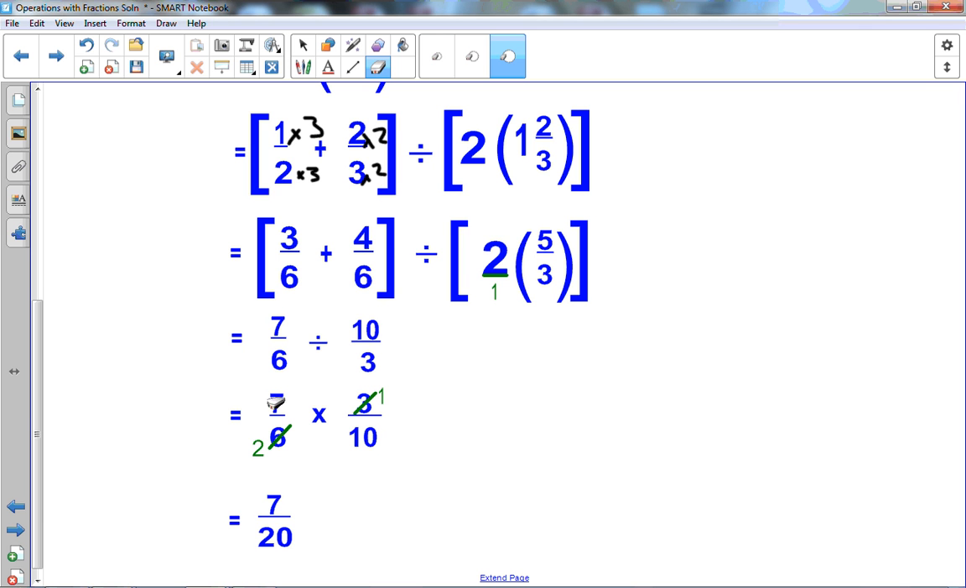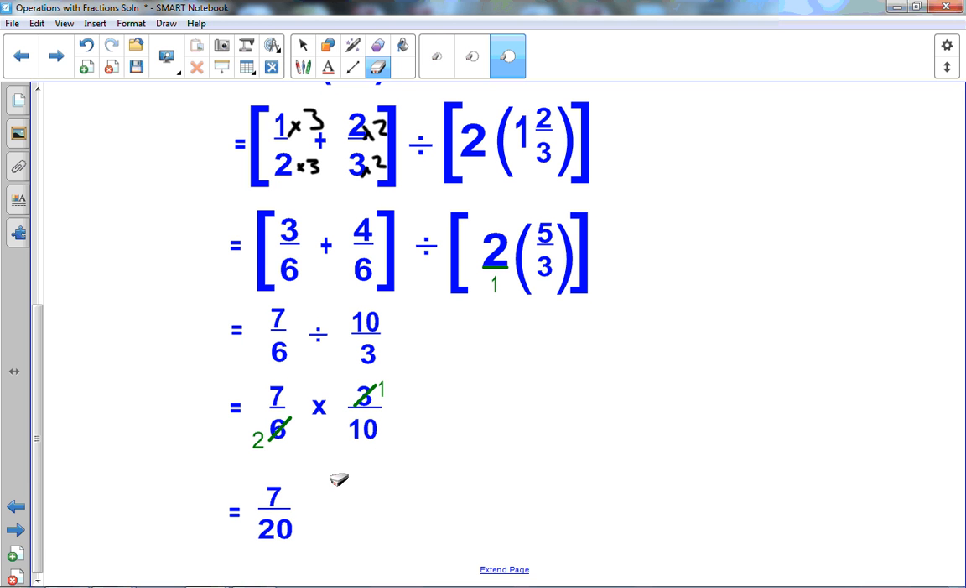You do not need to rewrite the fraction. You just go, 7 times 1 is 7, and 2 times 10 is 20. We do this because we don't want to add extra steps of reducing, and that's how we make mistakes. So it's much easier just to reduce for multiplication and then we get an answer.